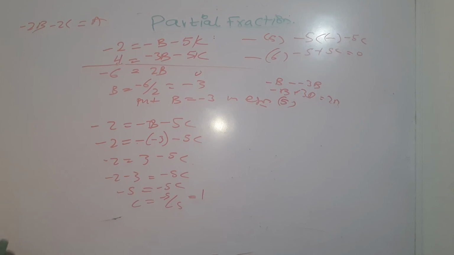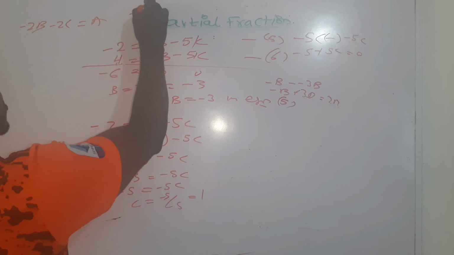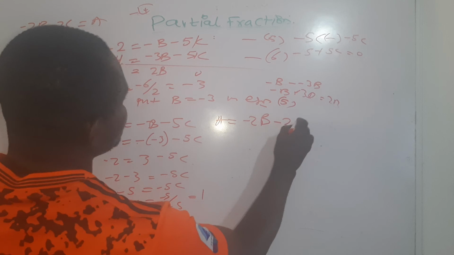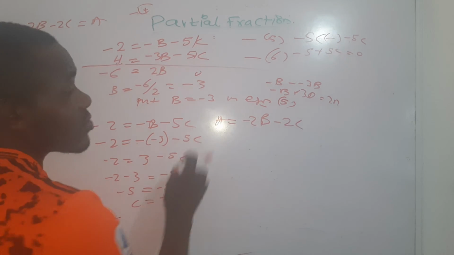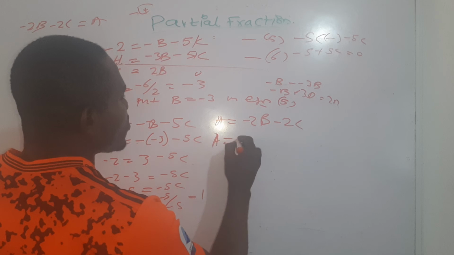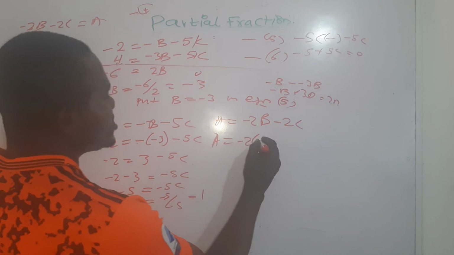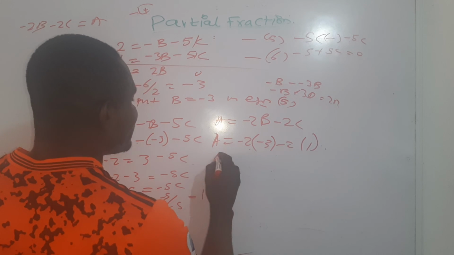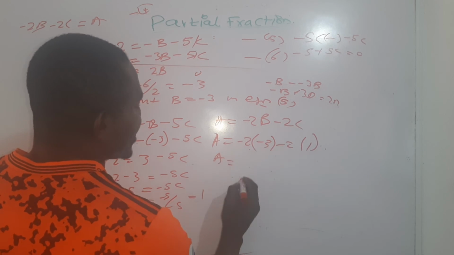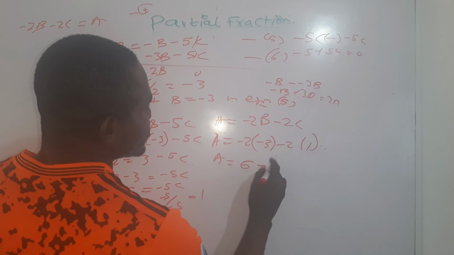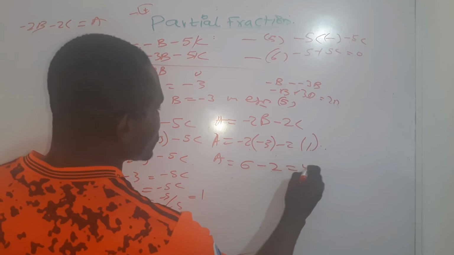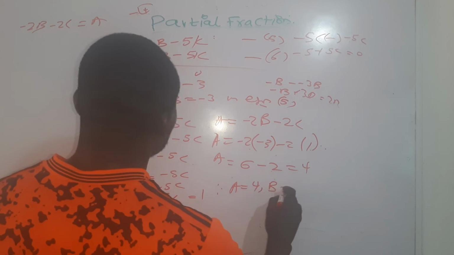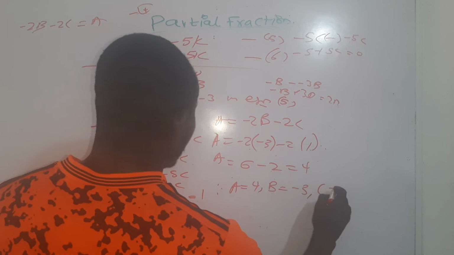Now remember that from our equation 4, a equals minus 2b minus 2c. Now that we know the values for b and c, we can calculate a. So a equals minus 2 times our b, minus 3, minus 2 times our c, which is 1. We have minus 2 times minus 3, that is 6, minus 2 times 1, that is 2, which is equal to 4. Therefore, a equals 4, b equals minus 3, and c equals 1.